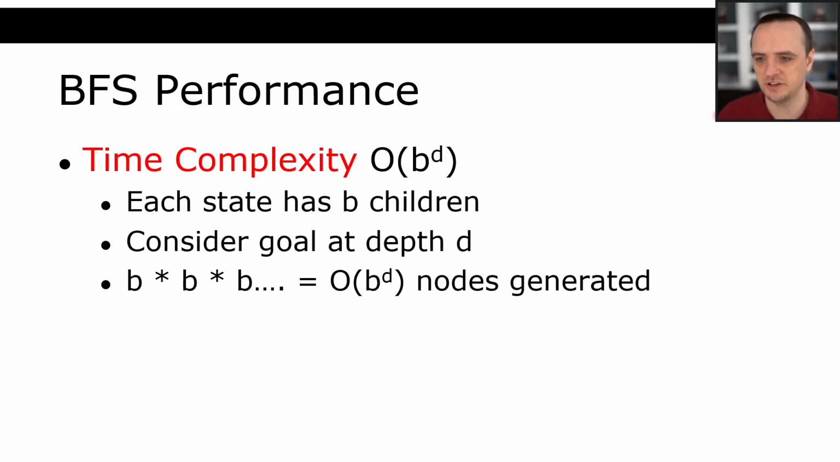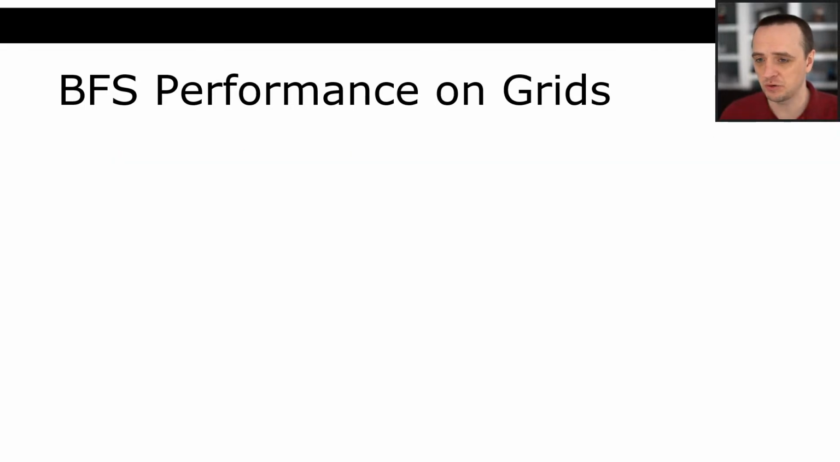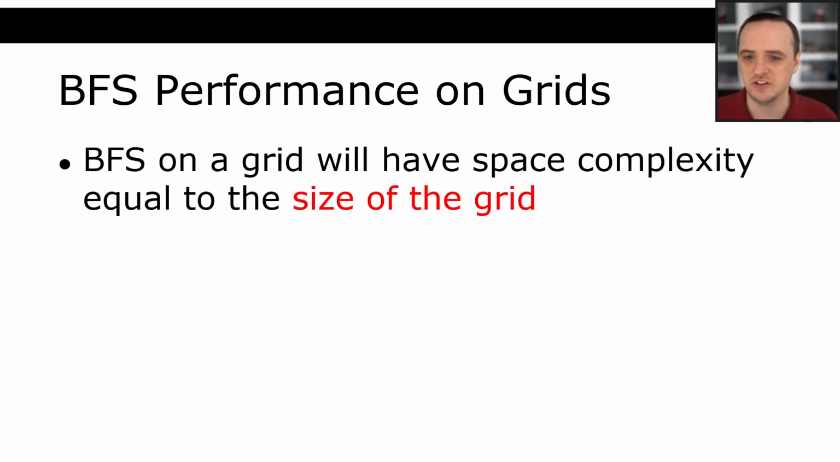The time complexity is b to the d. Well, it's got to search b actions per depth, so b times b times b times b, so that's b to the d nodes generated, and the space complexity is b to the d as well, right? So we have to store the entire tree, unfortunately, with BFS, so the space is the number of nodes generated as well. BFS performance on grids with a closed list, however, will have a space complexity equal to the size of the grid. So that's actually really, really good.